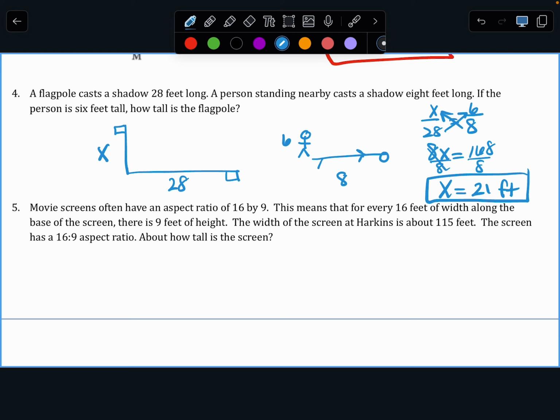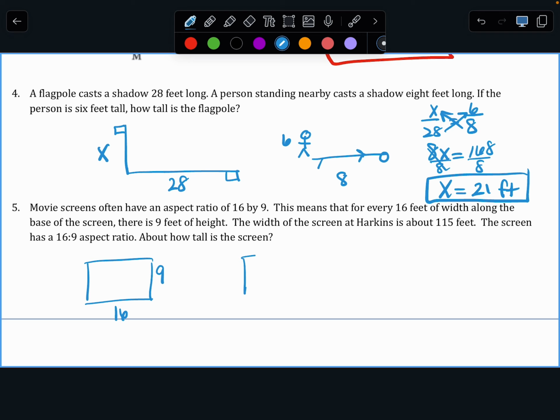I just misplaced my diagram. Where'd it go? There you go. So that means that for every 16 feet of width along the base of the screen, there's a 9 feet height. That's how you can keep them. So here's our basic screen. So 9 feet tall, 16 feet wide. That's the smallest aspect, because then you get decimals.